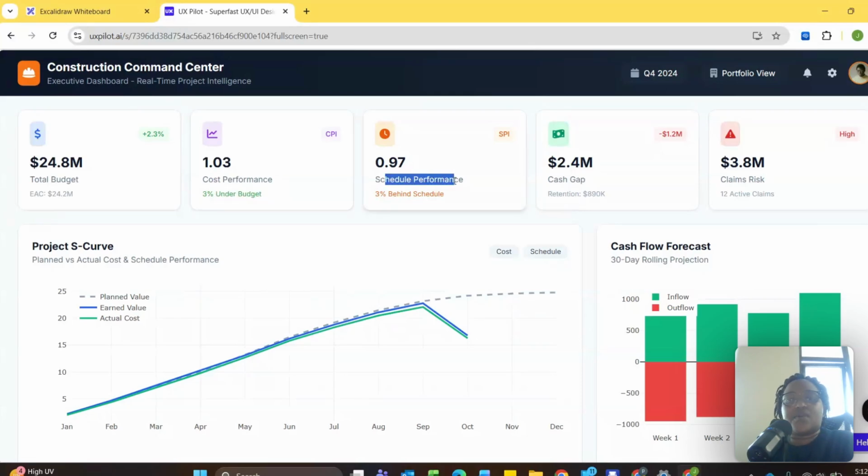Okay, currently with my schedule, am I in front or behind this schedule? So yes, I'm under budget, but if you take note, you're behind schedule, which is also a good interpretation. Also, you see what the cash gap is and what it means. So maybe retention, and here we have alerts. Also, potential claims. This is a very important KPI in our dashboard, and here it also gives you a warning.